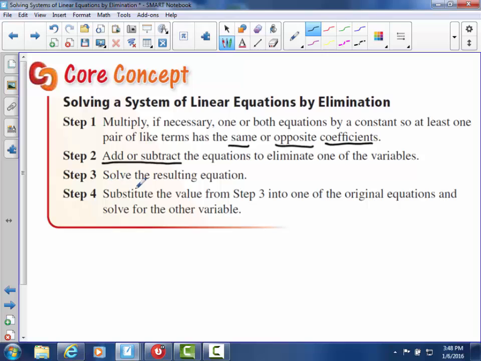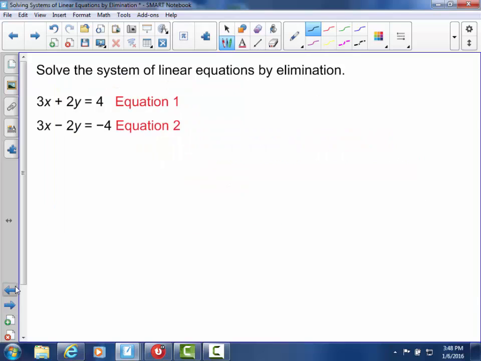Then we'll solve for the variable we have left, and then finally we will substitute that value back in, much as we did when we were doing substitution, into one of the equations so that we can find out what the other variable is. Okay, so let's see what that looks like when we do those steps.